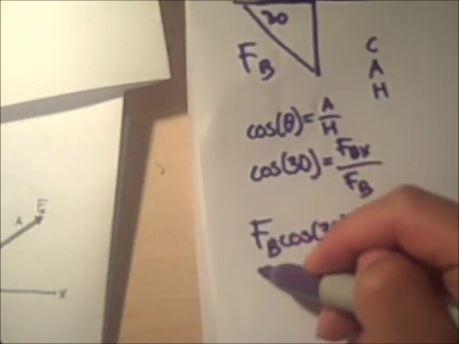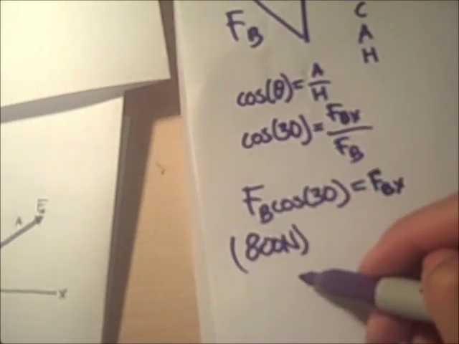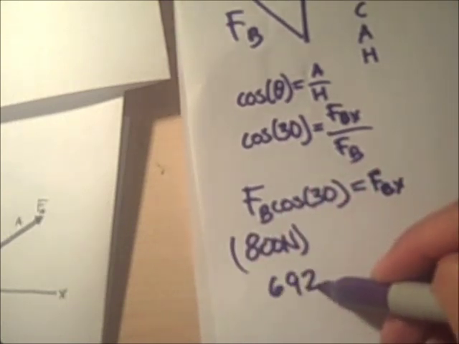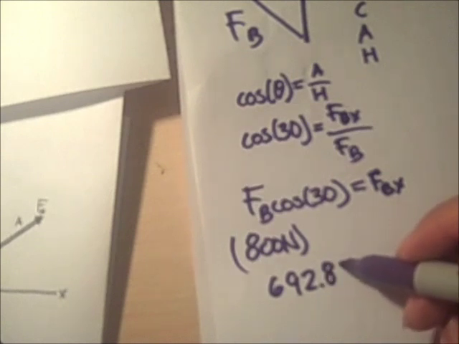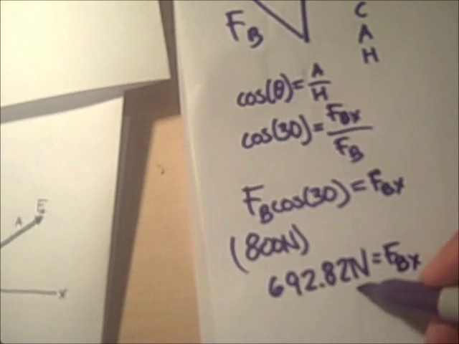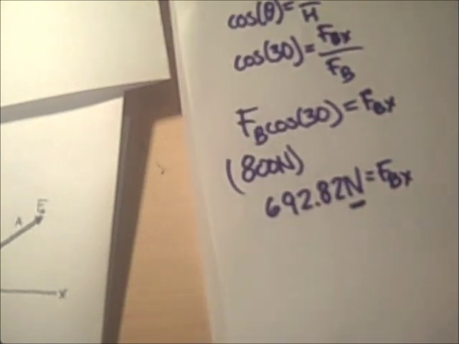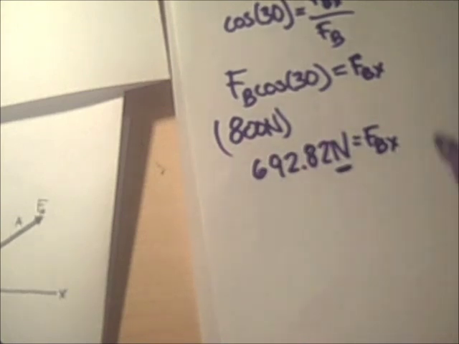So again, FB is 800 newtons. And so it's going to equal out to 692 newtons. Do not forget the units, very important.